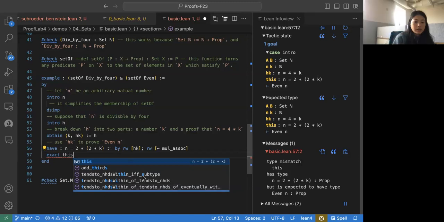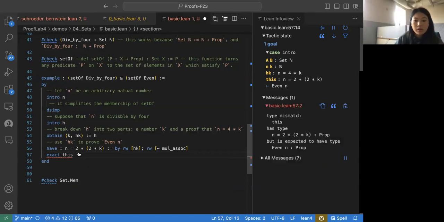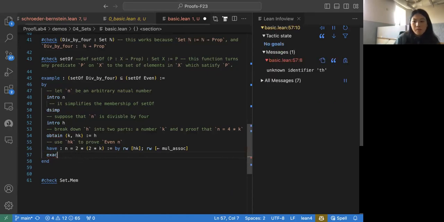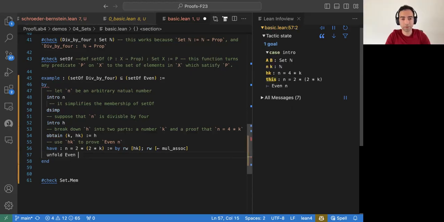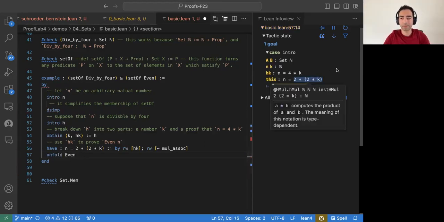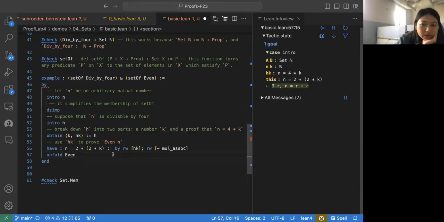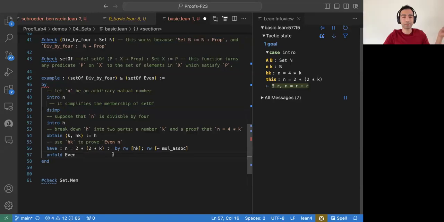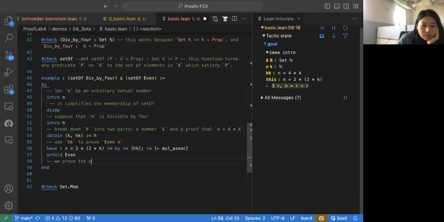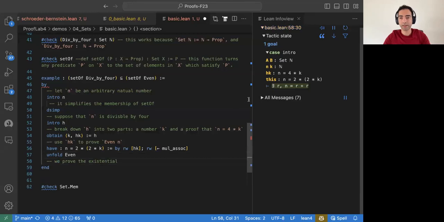Maybe we could do obtain again, but like the other way. I don't know. What if we unfold even in the goal, right? Okay, so that shows exactly what we need to prove. Oh, we want it to be something plus something. So maybe we can change this. How do we prove this to be existential? k plus k. So this starts with an existential quantifier. How do we prove usually an existential quantifier?